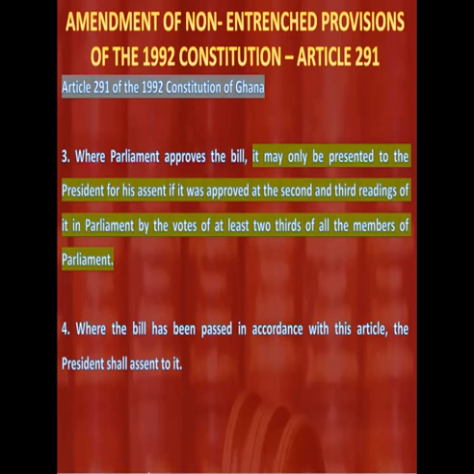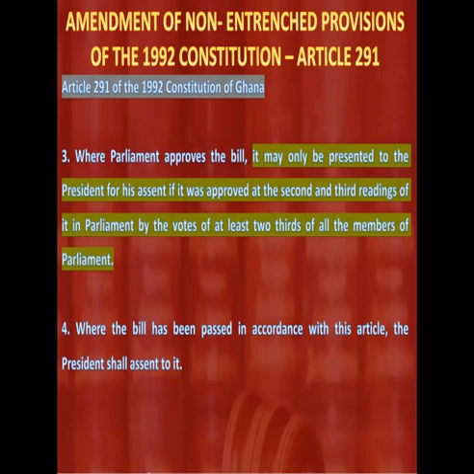After the first reading in Parliament, the Speaker must refer it to the Council of State for their advice. And the Council of State must give the advice within 30 days. Now, if they give the advice within 30 days, and the bill comes back to Parliament and is approved at the second and the third readings by the vote of at least 2/3 of total membership of Parliament, then the bill shall be deemed to be approved. Upon approval by Parliament, they have to give it to the President and he shall assent to it.